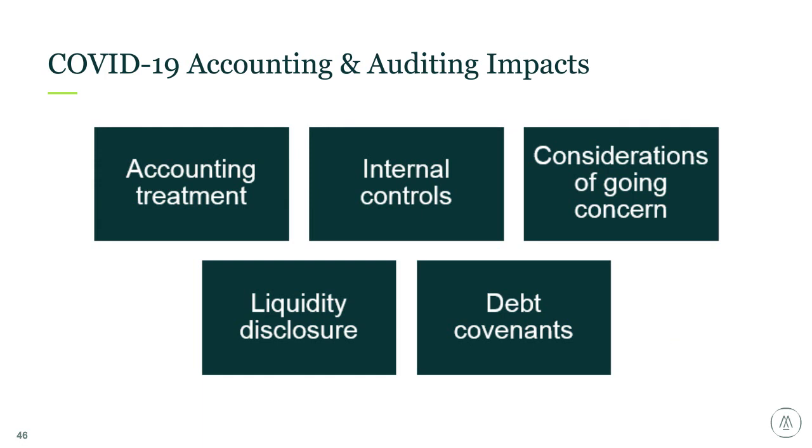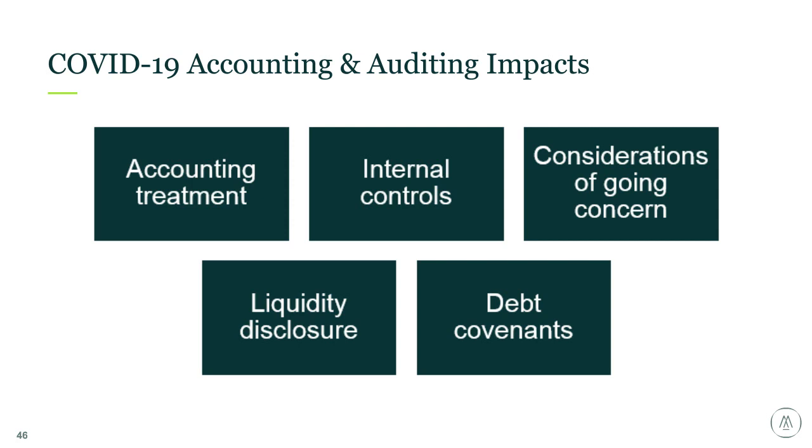We could probably fill an entire hour just talking about some of these audit and accounting impacts of COVID-19, but we just wanted to mention a few areas briefly just for you to consider. First, as it relates to accounting for the PPP loans, there is no specific guidance in U.S. GAAP that specifically addresses the accounting for a forgivable loan from a government entity. Right now, there hasn't been any guidance issued by the FASB related to the PPP loan specifically.